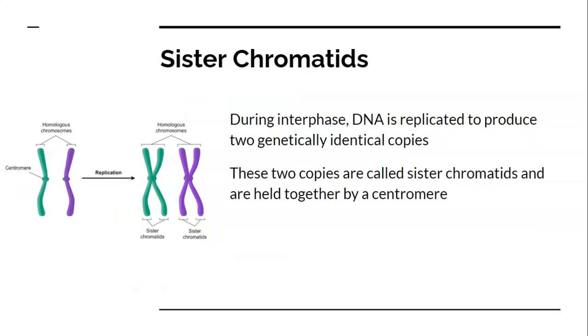During your first bit of meiosis, when you're in interphase, DNA is replicated. When DNA is replicated, you get 2 genetically identical copies of your DNA. And these 2 copies are called sister chromatids. They're held together by a centromere, and they're homologous to each other.